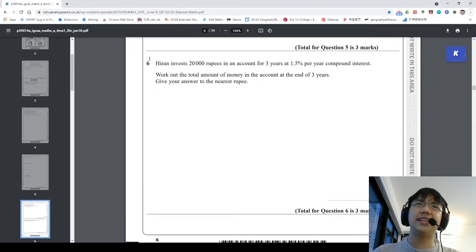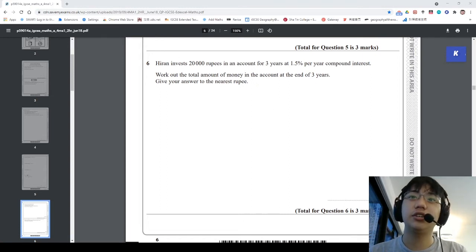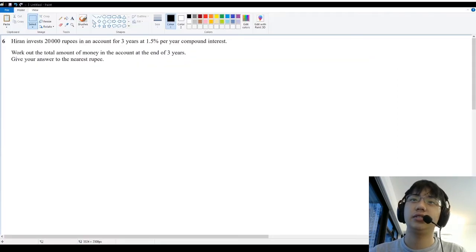For question 6, Hiran invests 20,000 rupees in an account for 3 years at 1.5% per year compound interest. Work out the total amount of money at the end of 3 years. Give your answer to the nearest rupee.